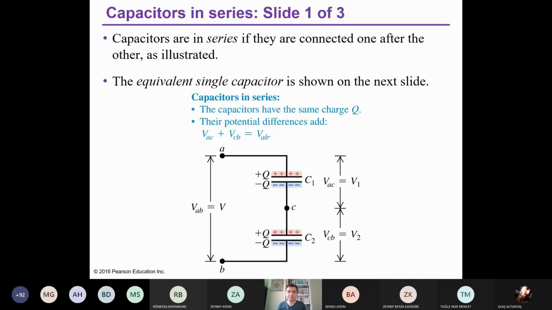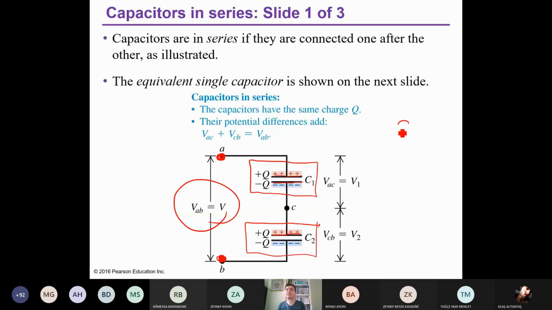Capacitors in series. Here we have capacitor 1. We have two plates. One is positively charged, the other one is negatively charged with the same amount of charge. And here we have another capacitor, capacitor 2. So we have same Q charge here, positive charge, and here we have same negative charge. And we have potential difference between these terminals, VAB. Just consider here we have a battery, something else. And what about the equivalent capacitance of these two capacitors?